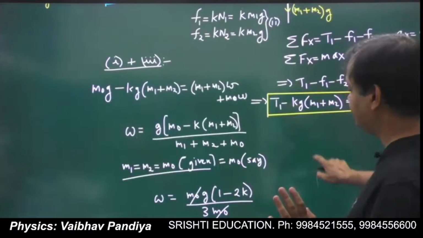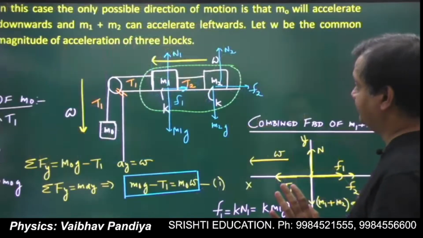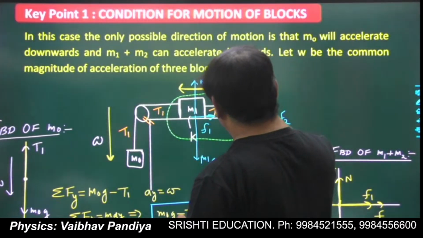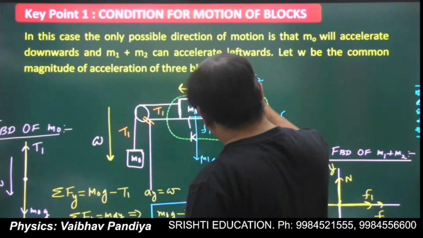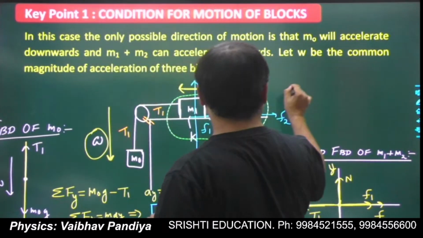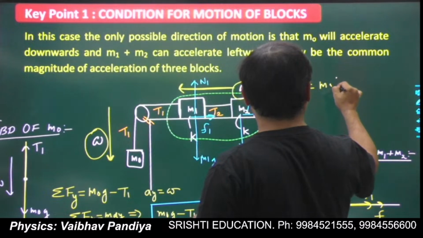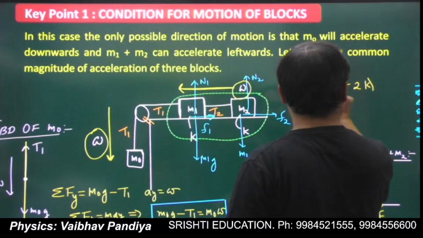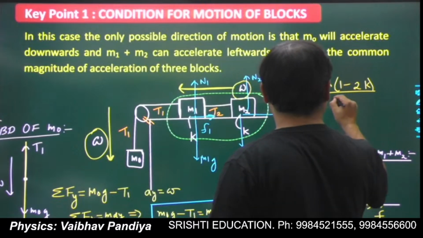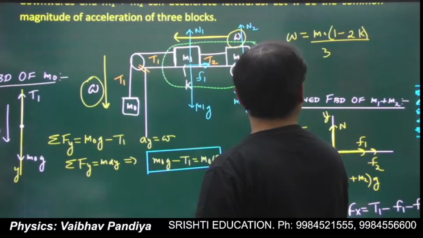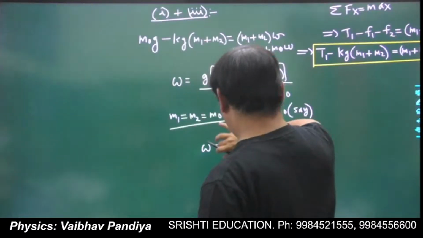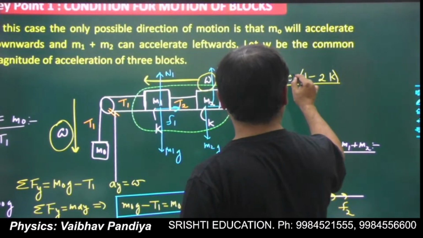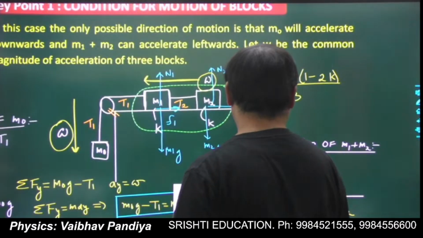So when we are taking the model of motion, both these blocks are accelerating towards right with an acceleration W, and your m naught is accelerating downward with an acceleration W. So W is coming to be what? W is coming to be g (1 minus 2k) divided by 3. That is the value of W if you are assuming that motion is happening, correct? So you got the value of W.